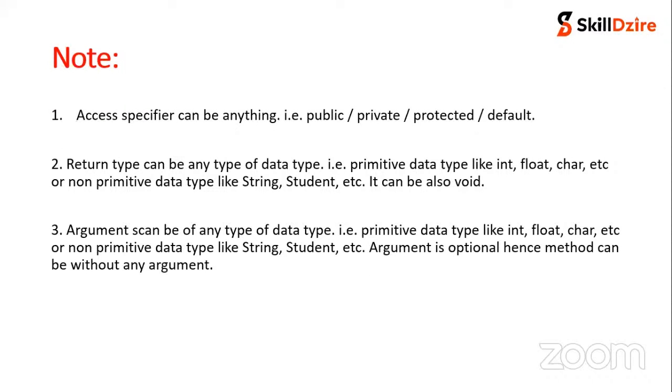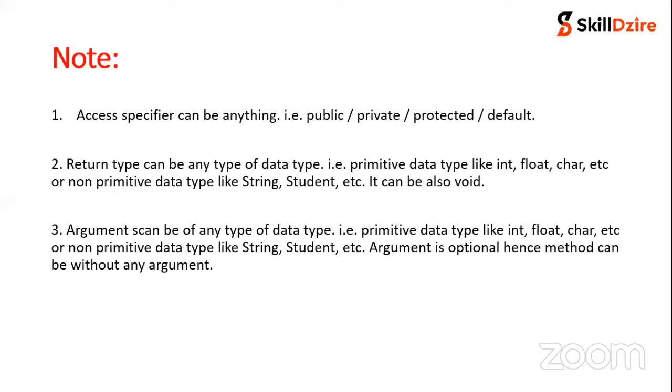There are some things that you have to remember regarding these methods. The access modifier, or access specifier, can be anything like public, private, protected, default. You can take anything as per the requirement of your project. Next, the return type can also be anything, any data type. It can be a primitive data type or a non-primitive data type. In primitive data types, you can have integer, float, character, or in non-primitive data types, you can have string or any user-defined data type as a return type. So there is no restriction on what return type you can take. Depending upon your requirement, you can choose.